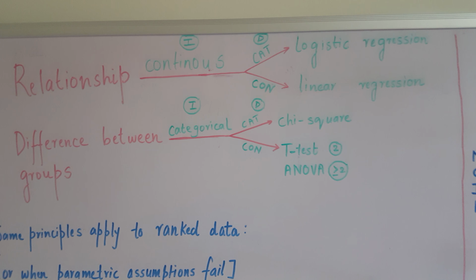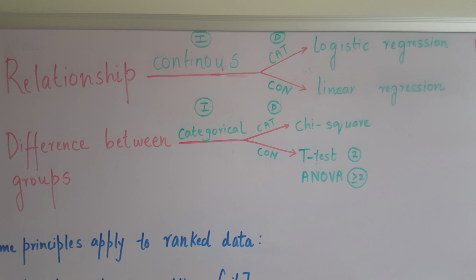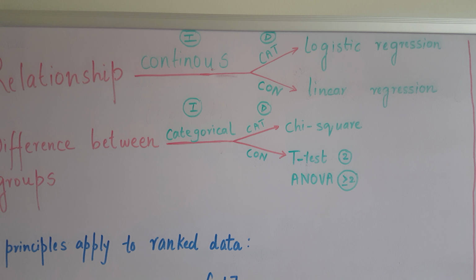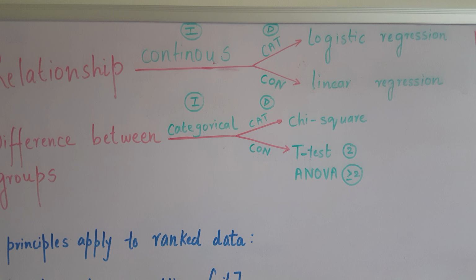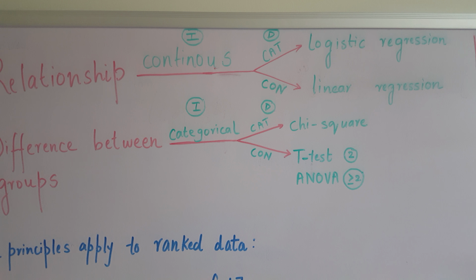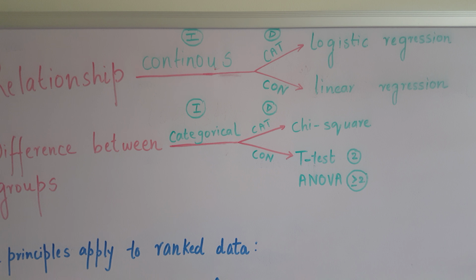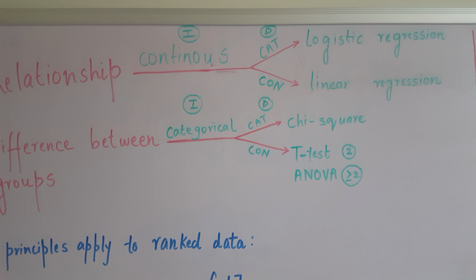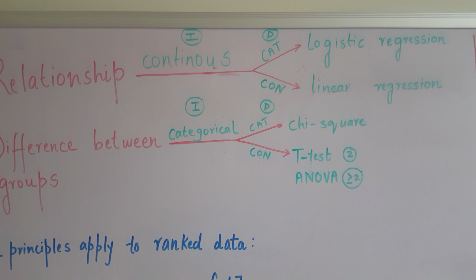So we use a chi-square when both dependent and independent variables are categorical, and we use a t-test if the dependent variable has two categories or two groups, and an ANOVA test if it is two or more than two groups.